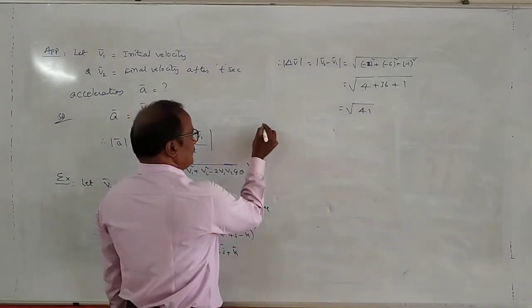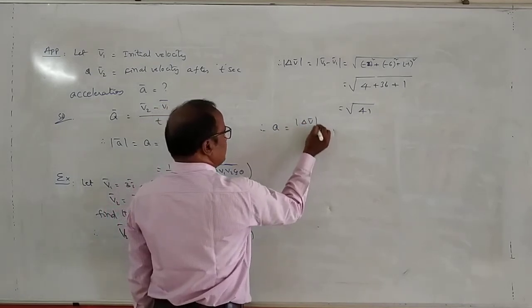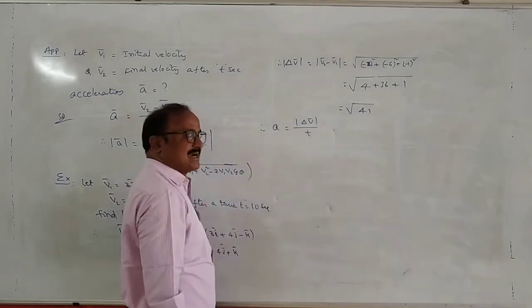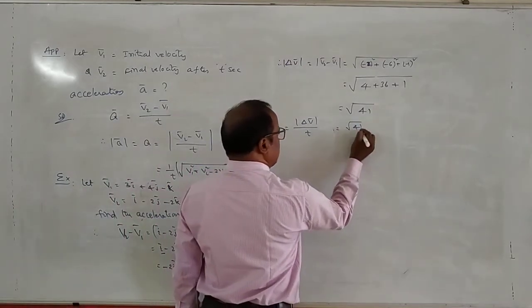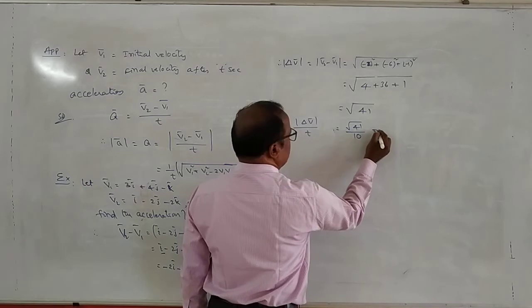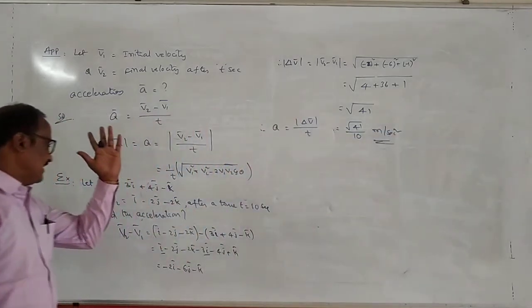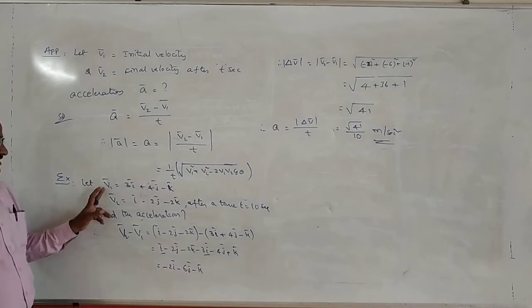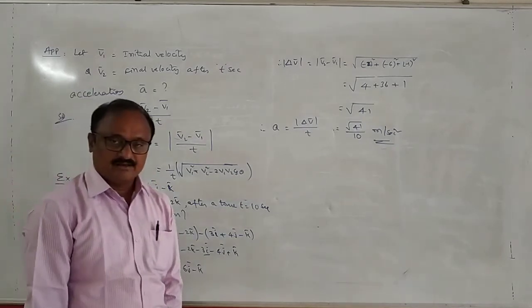Again, acceleration is equivalent to magnitude of change in velocity by time. Magnitude of acceleration is root 41 by 10, in meters per second square. So this is the way to find the acceleration of the particle when v1 and v2 are given in the form of i bar, j bar, k bar. Okay, right?